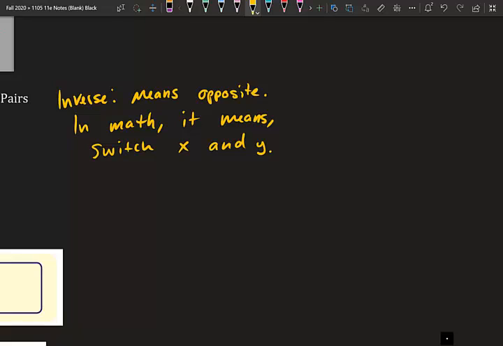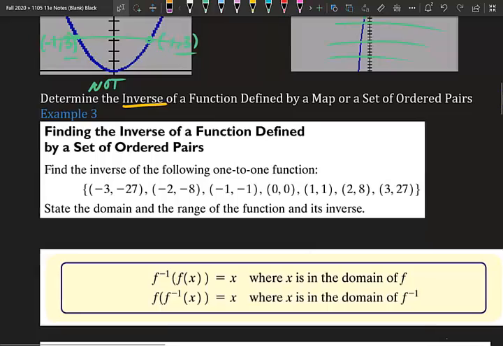And the inverse is notated with that little symbol right there, f to the negative 1. That's the notation for inverse. So let's go ahead and find the inverse. So the inverse, we're just going to switch all of our x's and all of our y's. So all of our x's will be switched with the y's.